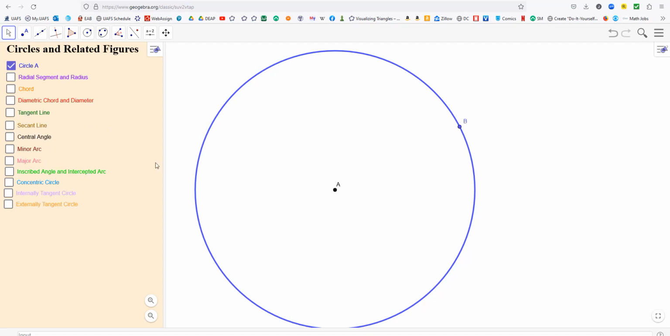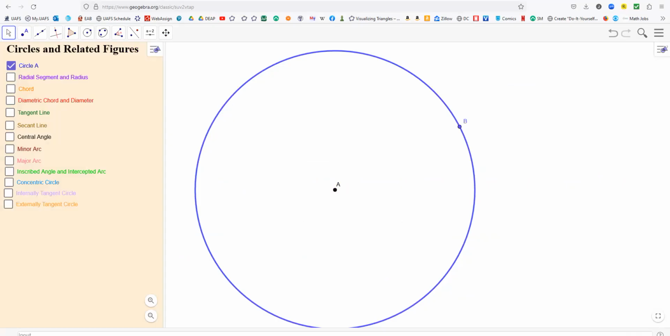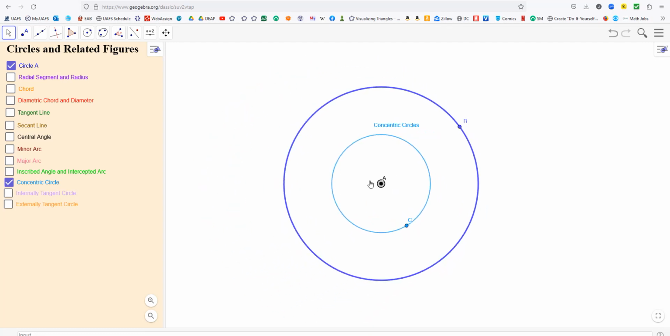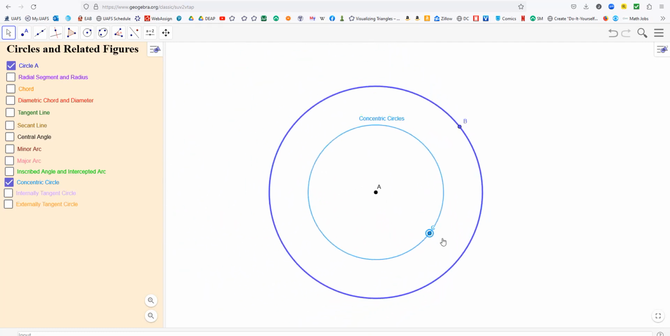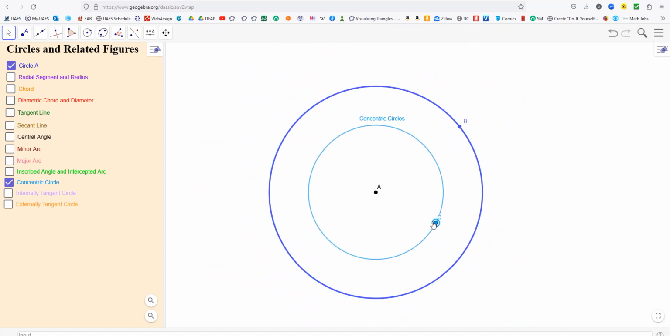Okay, next, let's just keep going with our definitions. 2 or more coplanar circles are said to be concentric if and only if they have the same center. So let's illustrate that. Here's a concentric circle. It's just another circle with the same center. If I move the center around, they both move. Could be larger, could be smaller. So those are concentric circles.